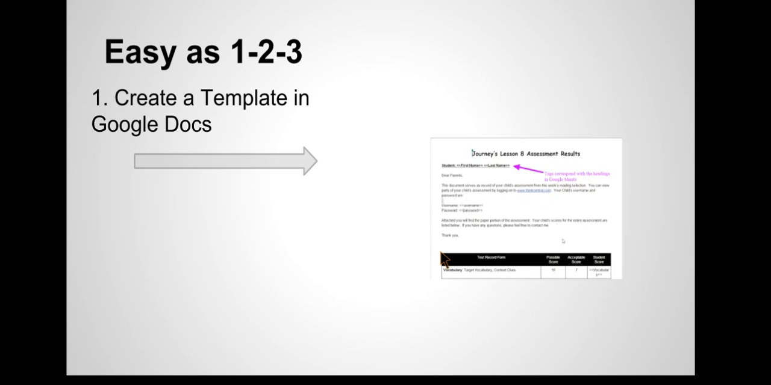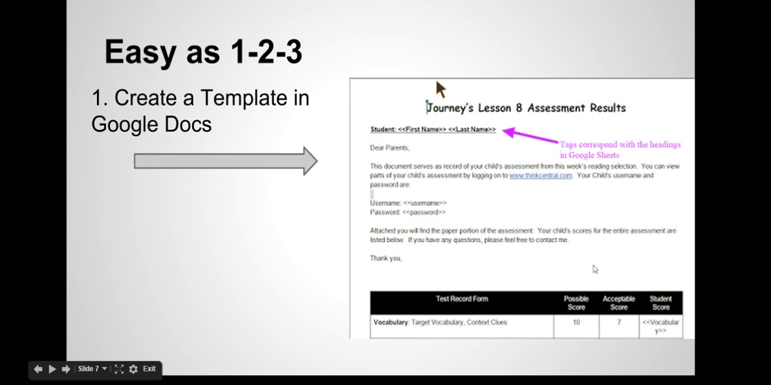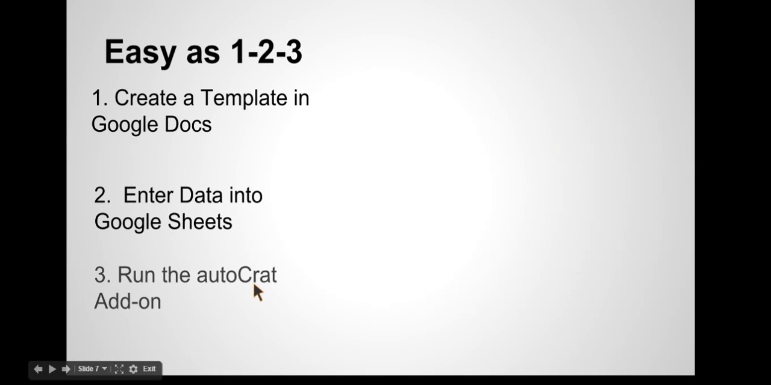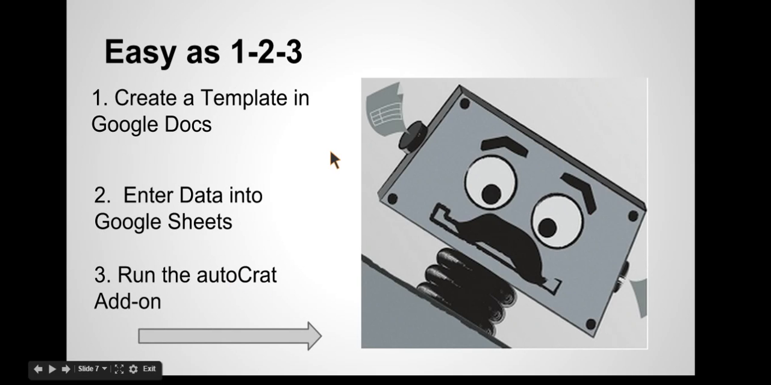Once you have it installed, it's pretty easy to create a mail merge once you get used to it. It takes a little bit of trial and error, so don't get frustrated. Create your template in Google Docs. You take your information, your data, and you put it into a Google Sheets spreadsheet, and then you run the autoCrat add-on, and it will merge the two together.